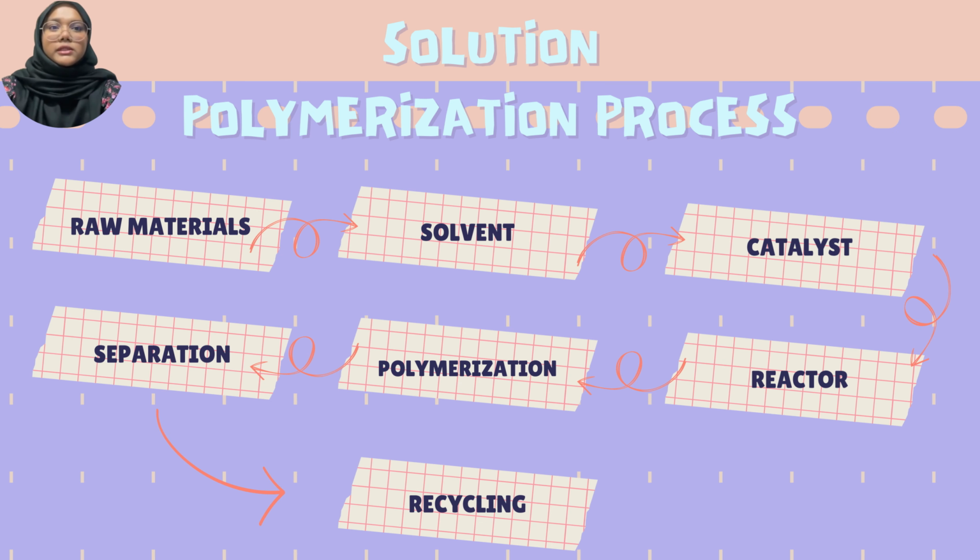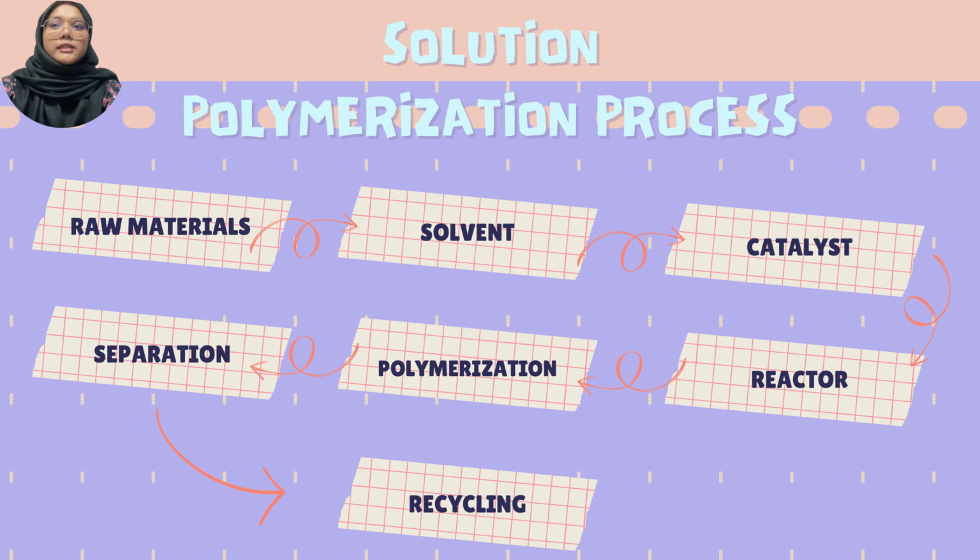Here is the solution polymerization process. First, raw material. Ethylene is the primary monomer, often combined with comonomers such as 1-butene and hexene for LLDPE production. Next, the solvent. A hydrocarbon solvent such as hexane, cyclohexane, or toluene is used to dissolve both the monomer and the polymer. Next, catalyst. Ziegler-Natta, chromium-based or metallocene catalysts are used to control the molecular weight, density, and branching of the polyethylene.